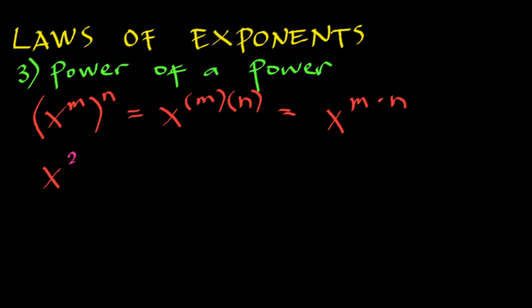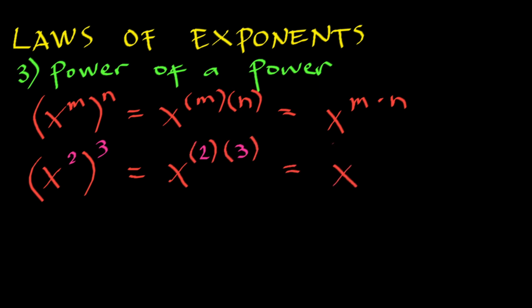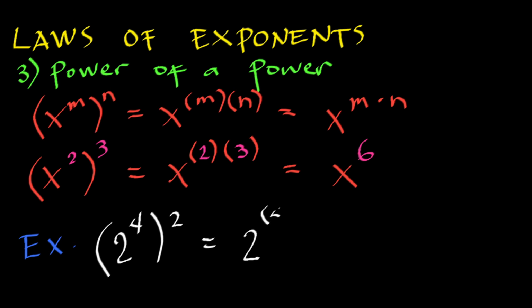For example, we have x squared raised to 3 or x squared quantity cube. Ang answer niyan ay x raised to 2 times 3, which is basically x raised to 6. For integers, we have 2 to the 4th raised to 2. We have 2 raised to 4 times 2. So we have 2 raised to 8, and then the answer is 256.